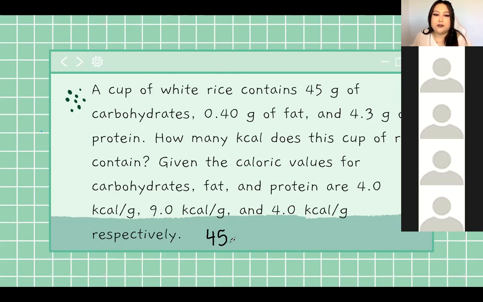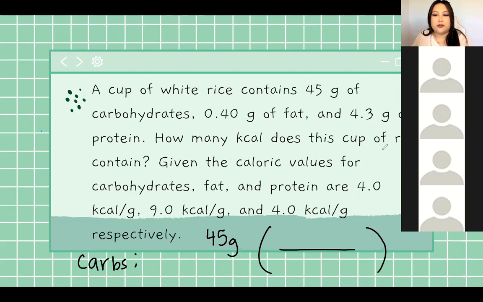Okay, so 45 grams, and we're doing this for carbs. How then would we use the 4.0 kcal per gram? We would just multiply it by 4.0 kcal over grams. That way we can cancel out the grams and then figure out how many kcals are in a certain amount of the carbs.